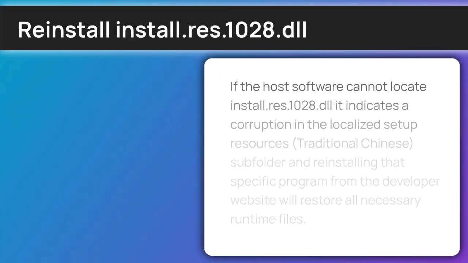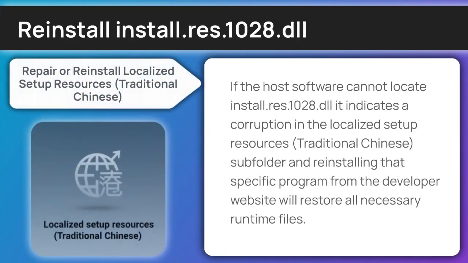If the host software cannot locate Install Resource Library 1028.dll, it indicates a corruption in the localized setup resources, traditional Chinese subfolder, and reinstalling that specific program from the developer website will restore all necessary runtime files.